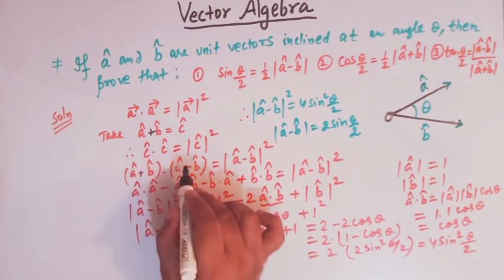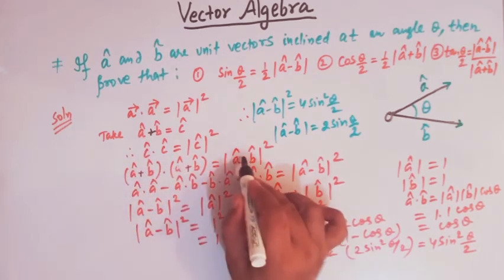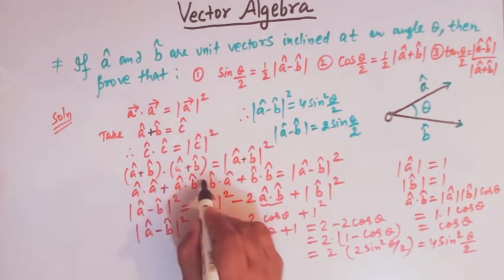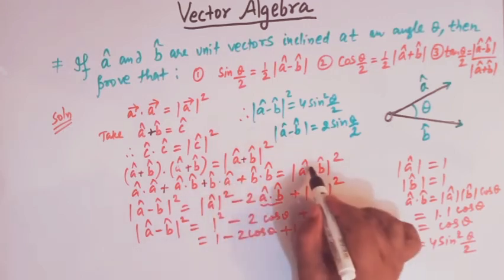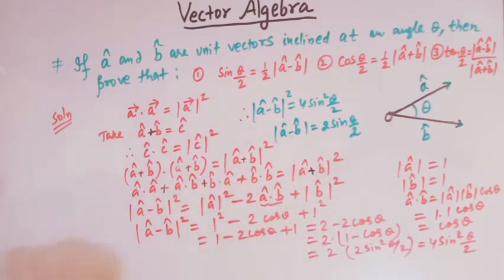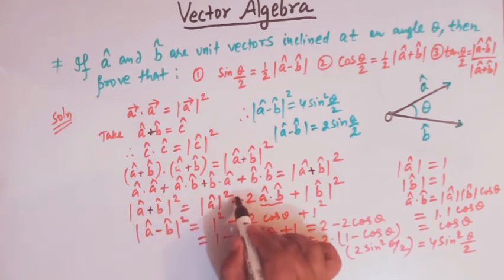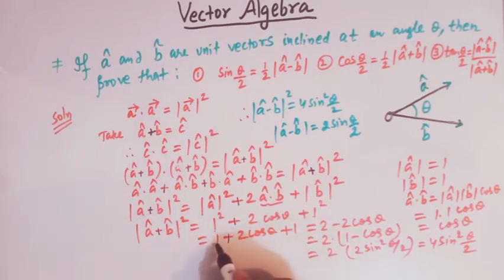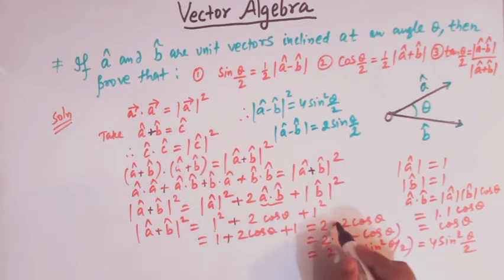So here we have plus sign, here also we have plus, here also we have plus, right? Now here we have plus, here we have plus, and here also we have positive sign, right? Now this is 1 plus 1, 2, 2 plus 2 cos theta, and here we have 2 times 1 plus cos theta, right?